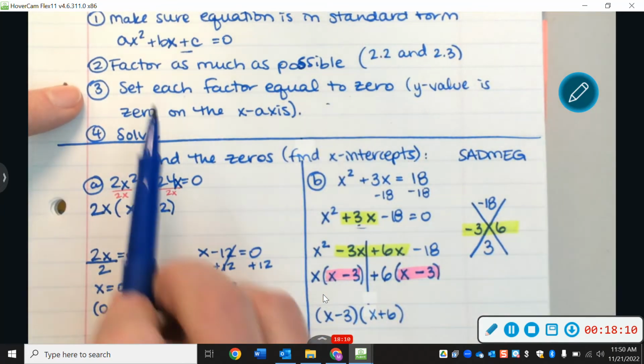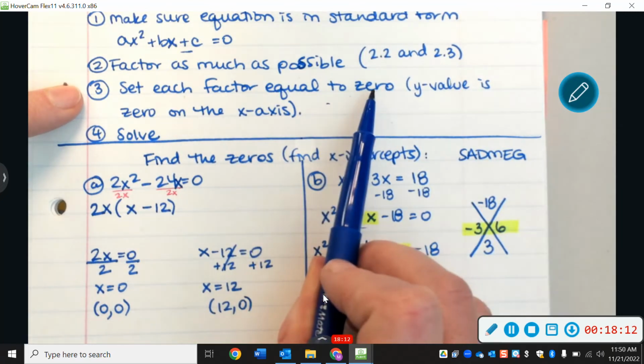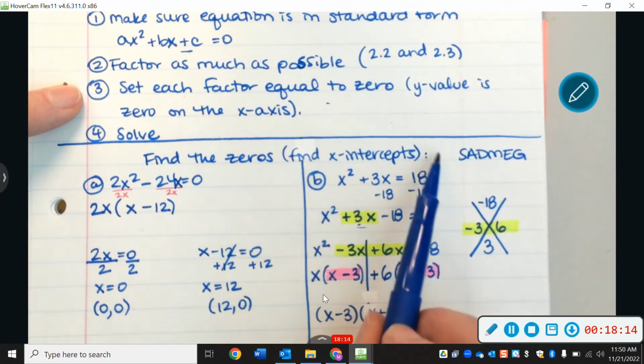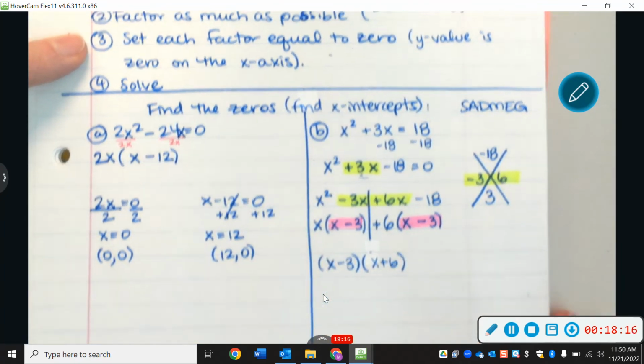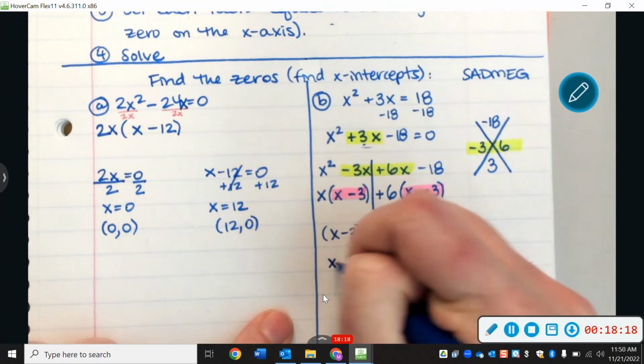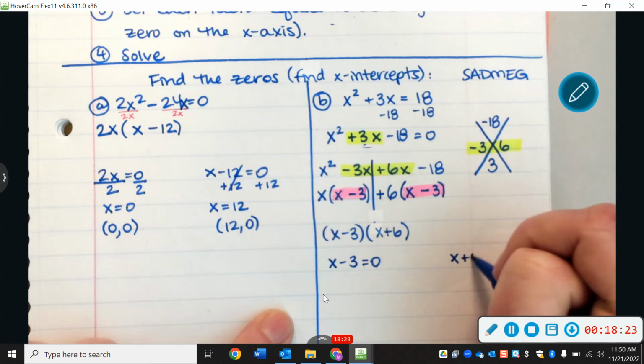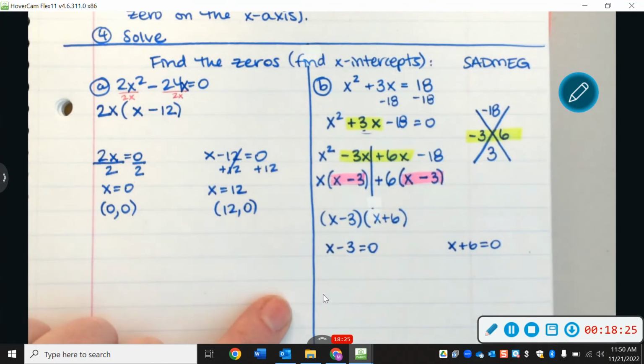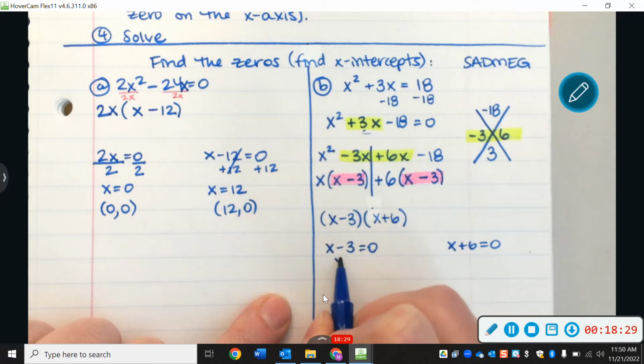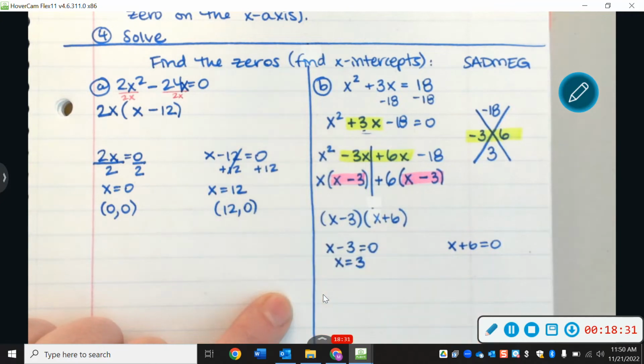So we're just going to go ahead and set each of our factors equal to 0. That way we're finding those x-intercepts for the graph. So I'm going to go ahead and say that this factor of x minus 3 equals 0. This factor of x plus 6 also equals 0. And so if I solve this first one, I'd be adding 3 to both sides. So I'll get x equals 3. If I were solving this second one, I would subtract 6 from both sides. And so I'll get x equals negative 6.